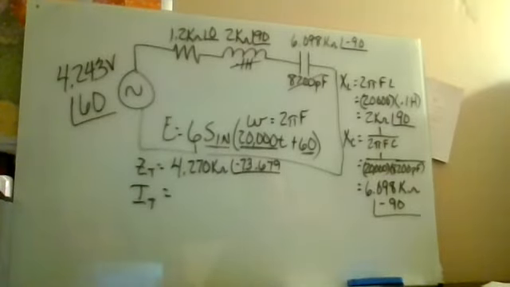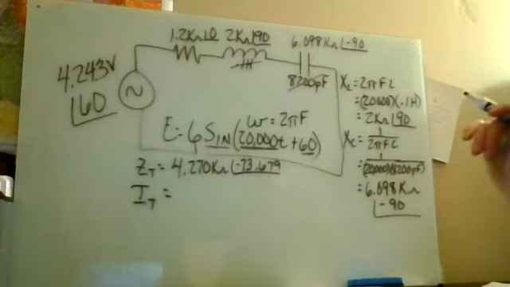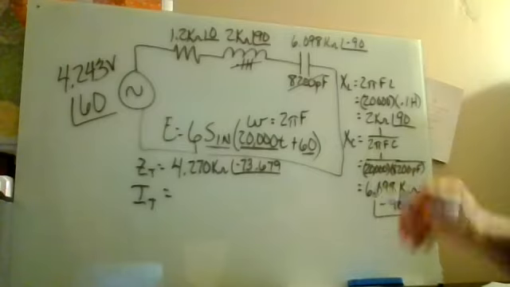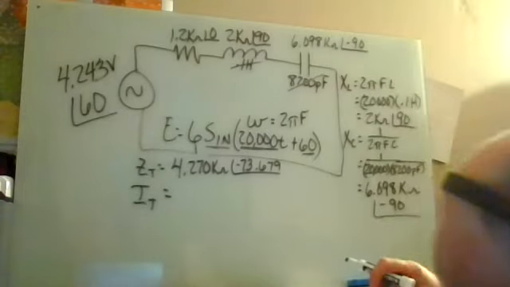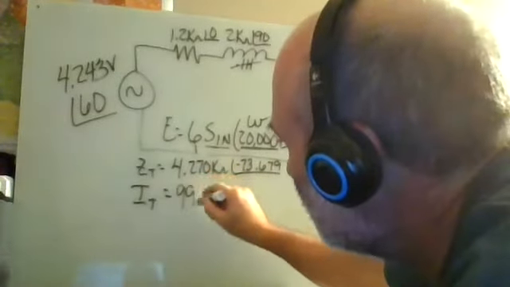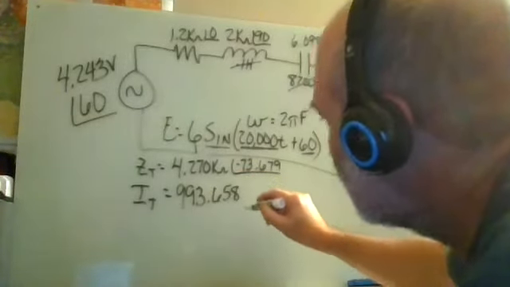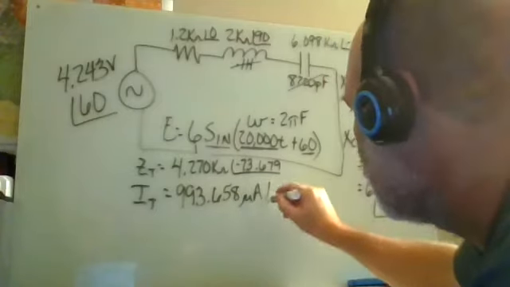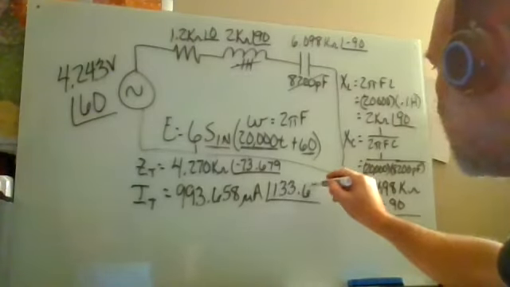When I do that, you're probably going to get something like 9.93 something or other at exponent negative 4. I don't want to do negative 4. If I move it to the left one and put 0.993, that's negative 3, which would be milli, but I don't really want to do that. I want to move it to the right until I get to 6, which I think is 2 spaces. I should get 993.658. And since it's negative 6, it's microamps at an angle of 133.679.